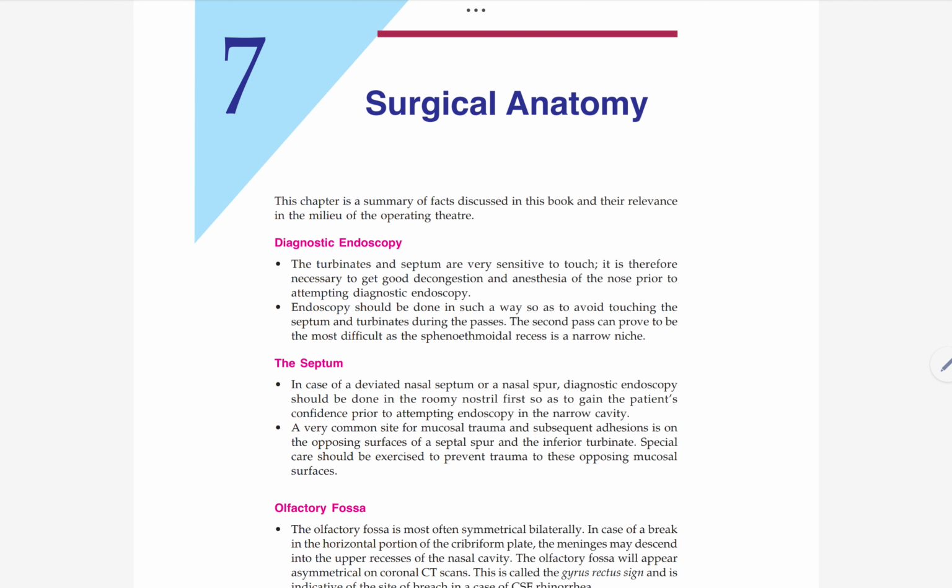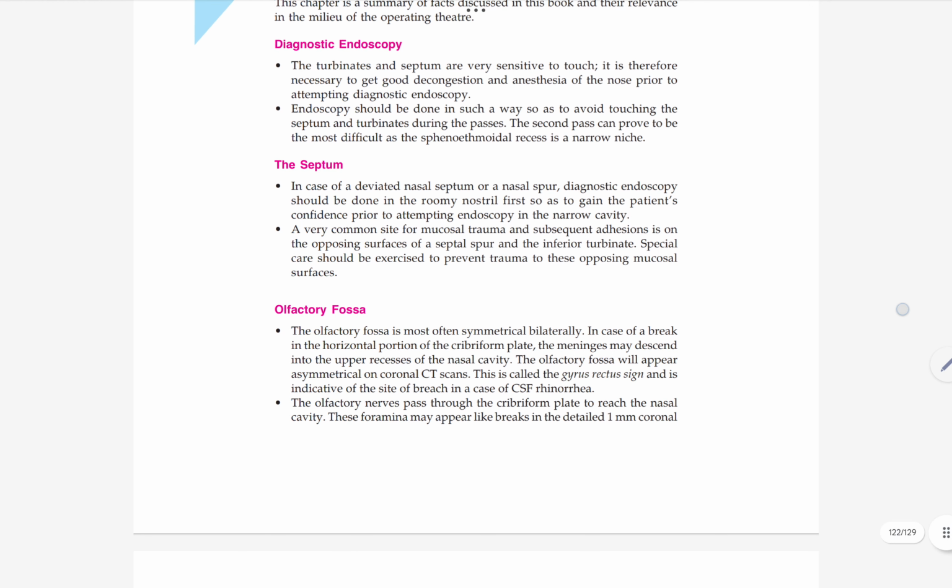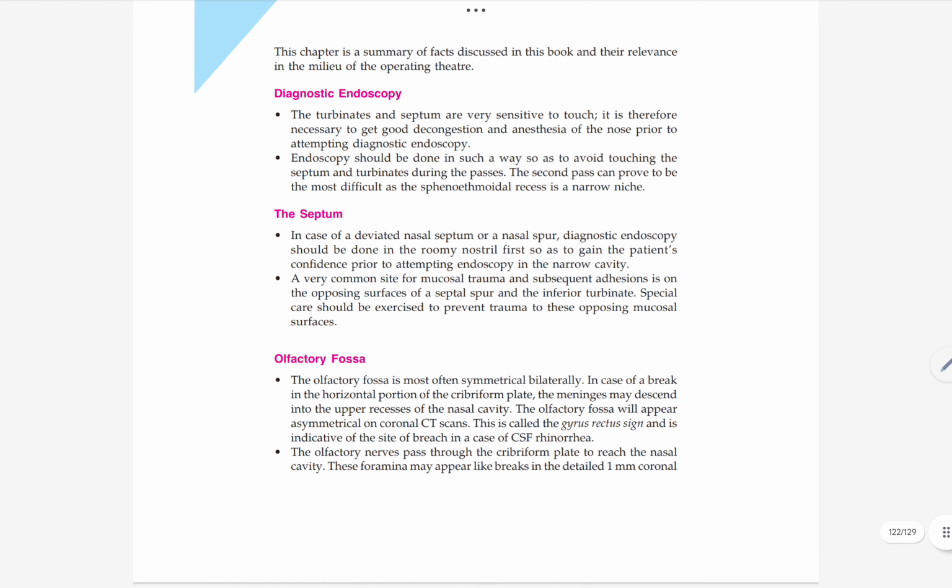7. Surgical Anatomy. This chapter is a summary of facts discussed in this book and their relevance in the milieu of the operating theatre. Diagnostic endoscopy. The turbinates and septum are very sensitive to touch. It is therefore necessary to get good decongestion and anesthesia of the nose prior to attempting diagnostic endoscopy.